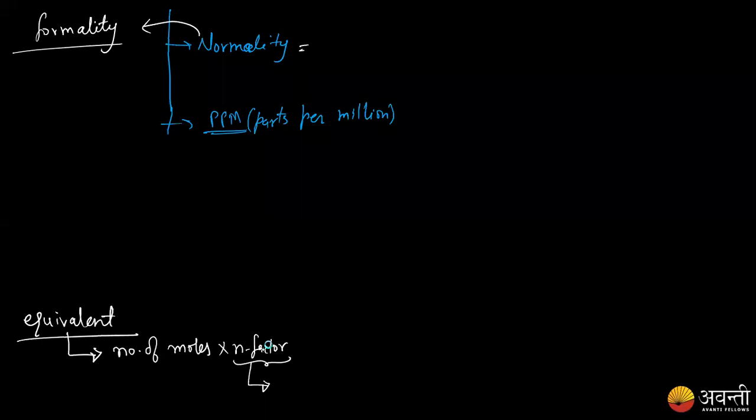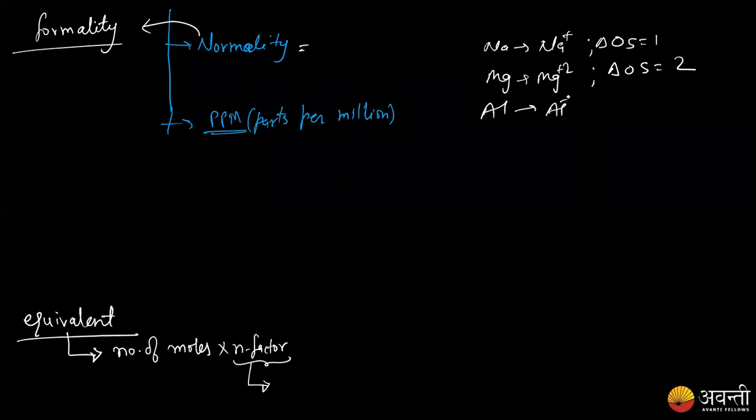What is happening here is that if sodium goes to sodium plus, the change in oxidation state is only 1. When magnesium goes to magnesium plus 2, the change in oxidation state is 2. And for aluminium, it is 3. This is nothing but n factor.